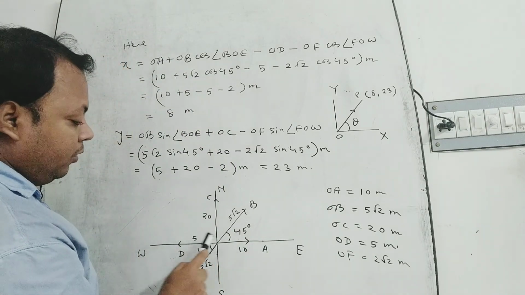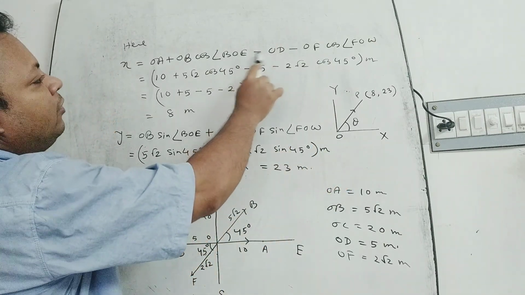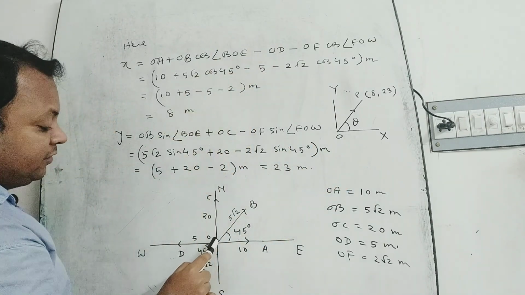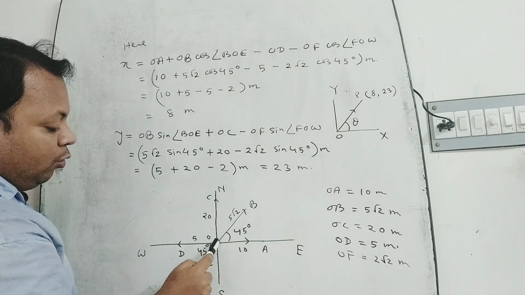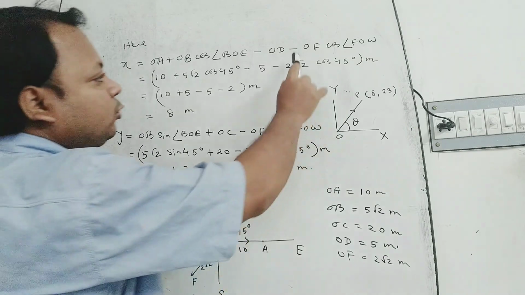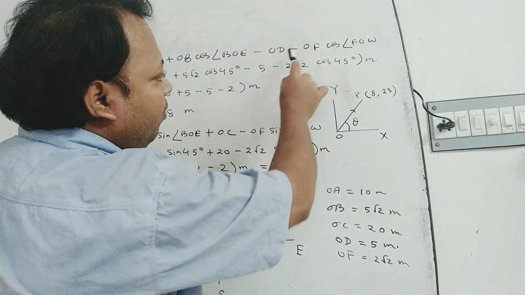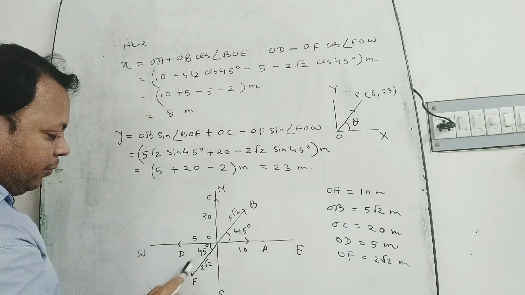OD along negative x axis. That's why we consider negative direction, minus sign. Here OF is along negative x axis. That's why we write negative minus sign, minus OF cos angle FOW.